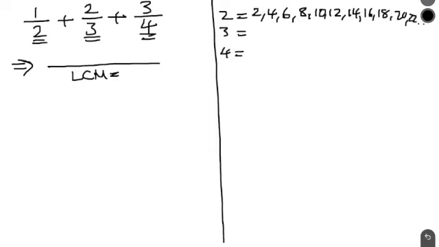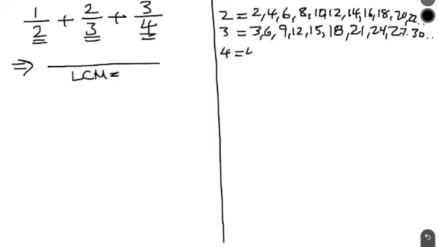Multiples of 3 is 3, 6, 9, 12, 15, 18, 21, 24, 27, 30.